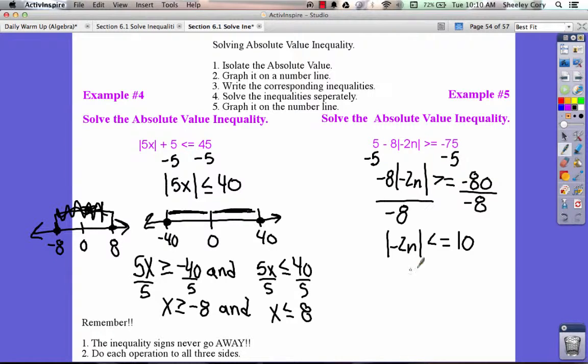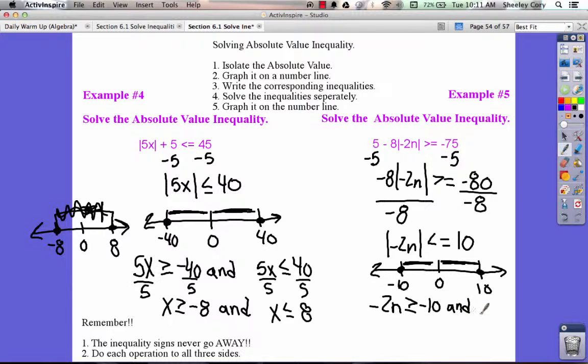Now we could actually solve this. We're 10 from 0. It says less than 10 from 0. So if we mark -10 and 10, less than 10 from 0, numbers that are less than 10, well, this is 10 from 0. So less than 10 from 0 would be in here. This is 10 from 0, so less than 10 from 0 would be in here. So that means that I have an inequality. It could be equal. I have an inequality that's -2n has to be greater than or equal to -10, and I have -2n, which has to be less than or equal to 10.